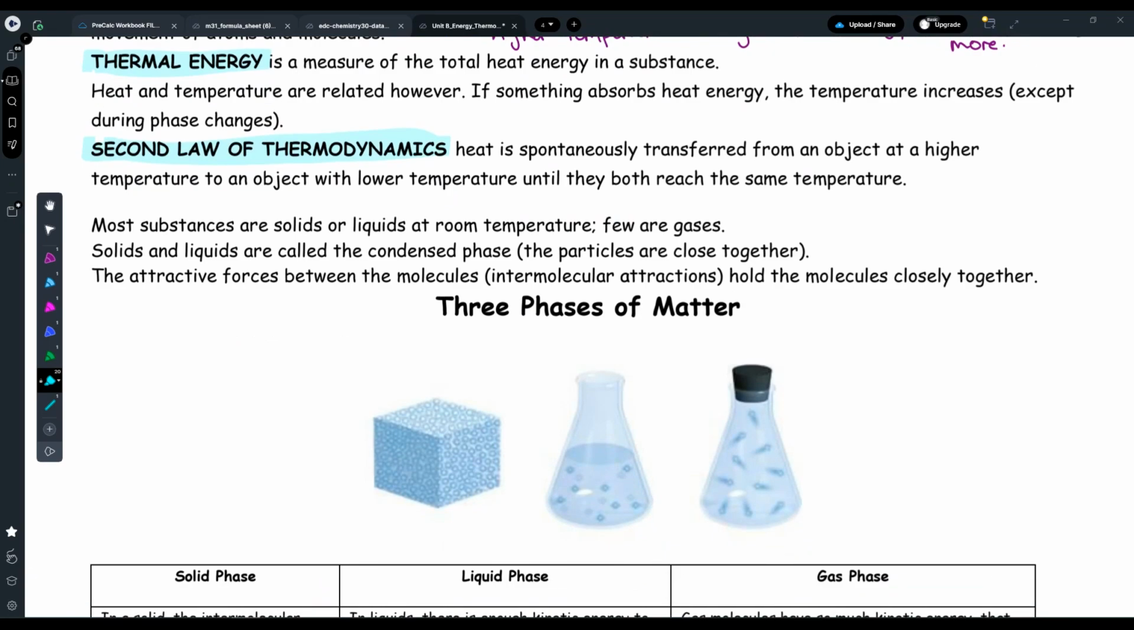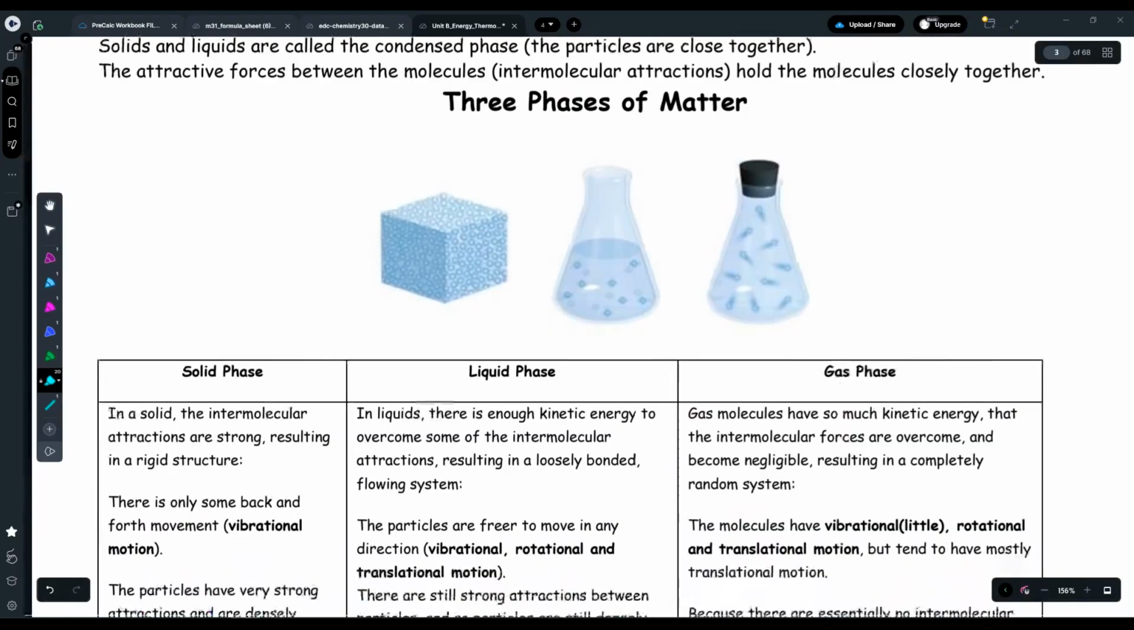Most substances are solids or liquids at room temperature. There are a few that are gases. Solids and liquids are called the condensed phase, which is when you have your particles closer together. The attractive forces between molecules, so we're talking about the intermolecular attractions such as London forces, dipole-dipole attractions, and hydrogen bonding, are what hold the molecules closely together.